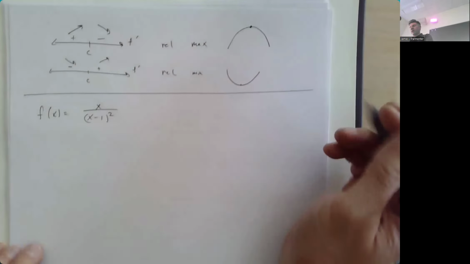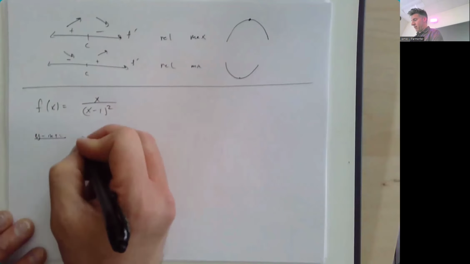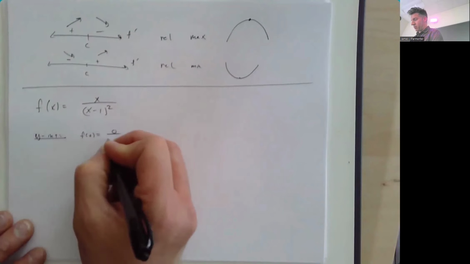First things first, my y-intercept: f of 0 is gonna be 0 over 0 minus 1 squared, which is gonna be 0. X-intercepts, set the whole thing equal to 0. But when you set a fraction equal to 0, you're just setting the top equal to 0, and that's going to be x equal to 0. So we just get x equal to 0. Vertical asymptote, set the denominator equal to 0. Set x minus 1 squared equal to 0, and you end up getting x equal to 1.